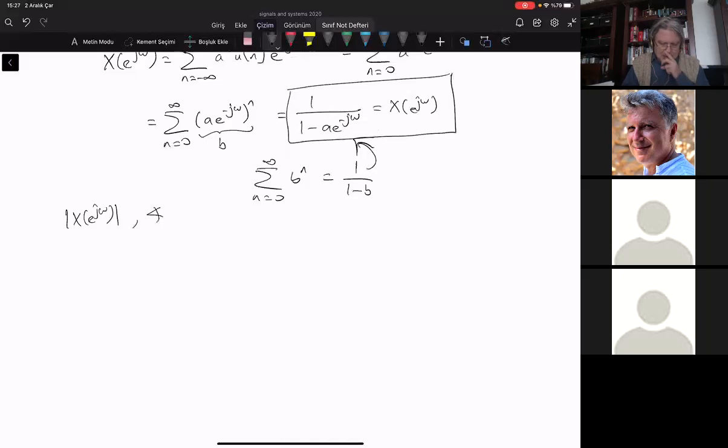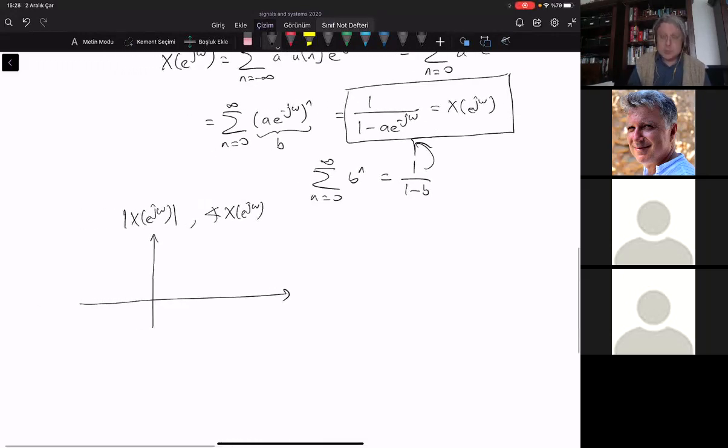Because it's not so important for naming the behavior of x of e to the j omega. Is it low pass, band pass, etc.? The angle does not answer that question, but it's also available. Angle of x of e to the j omega could also be plotted. So let's try to plot this, the magnitude.